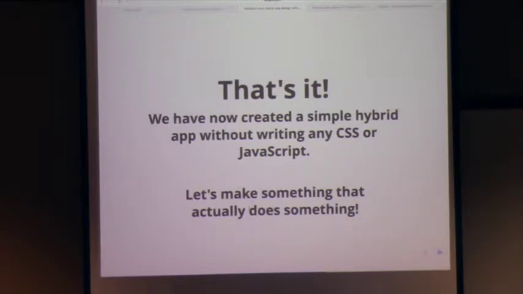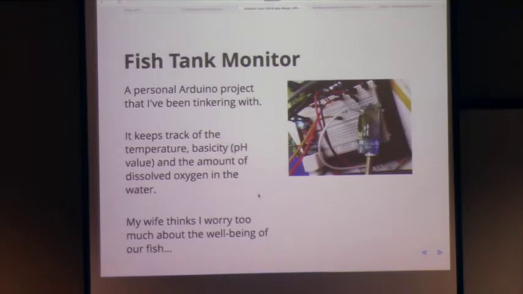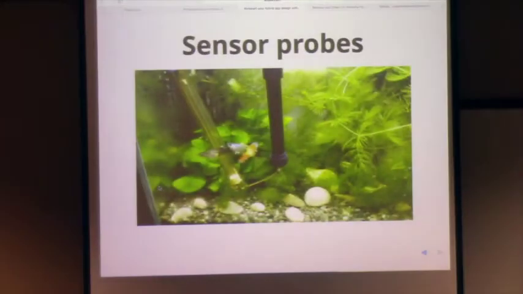So I will briefly show an app I created, which actually does something. As I said, I bought a fish tank, and I want to keep track of my fish, to see if they're healthy. So I built a small Arduino project which tracks the temperature, the pH value, and the amount of oxygen inside the fish tank, so I always know how my fish are. This is how it looks in my fish tank right now.